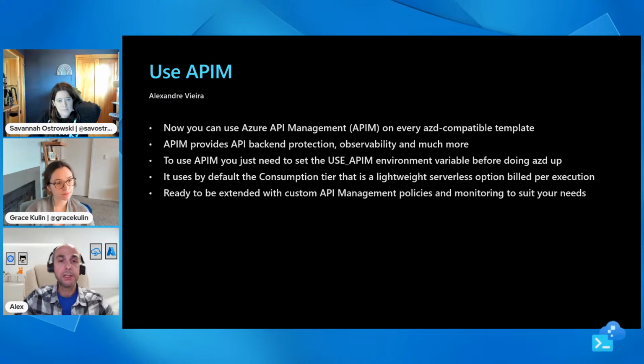Now we made this really simple to use. After initializing your app with a template, you just need to set the use APIM environment variable. Then when doing azd up, the Azure API management resource is created and configured with best practices, and the front-end UI will be configured to route requests to API management instead of calling the backend API directly. If you're already running an environment with your customizations, you can set the environment variable and do azd up again. The deployment will be incremental and just API management will be added and configured.